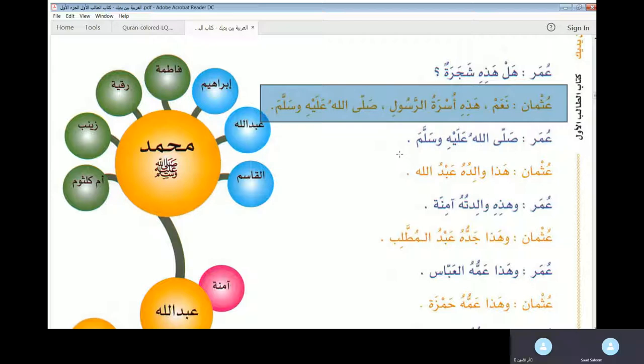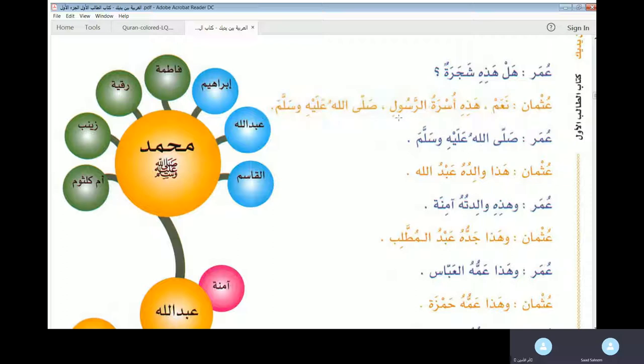Uthman: Yes, this is the family of Rasulullah, peace be upon him. Yes, this is the family tree. Yes, this is the family of Rasulullah, peace be upon him. Umar: Peace be upon him.